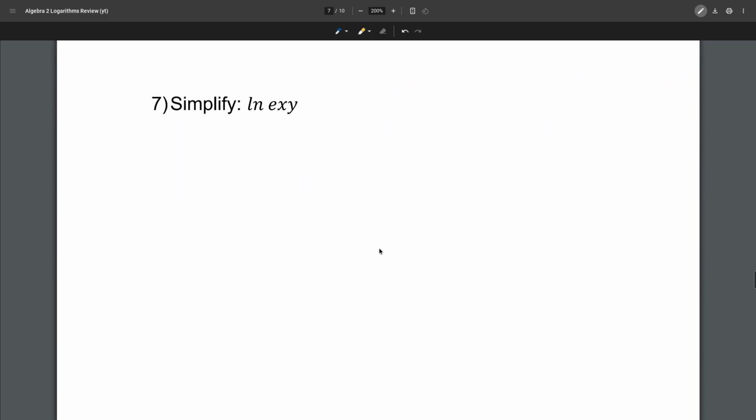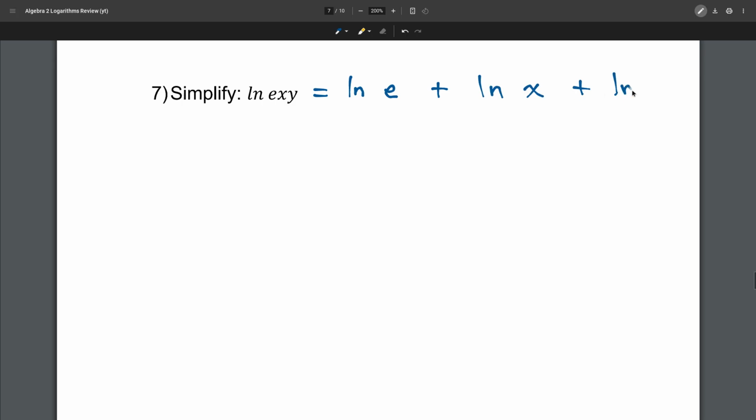All right, problem 7. Simplify the natural log of e times x times y. We'll use the product rule to rewrite this as the natural log of e plus the natural log of x plus the natural log of y. The natural log of e is 1 because the base of the natural log is e. So e to the first power is e. That's why the natural log of e is 1.